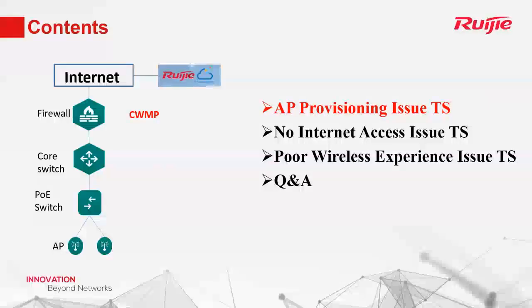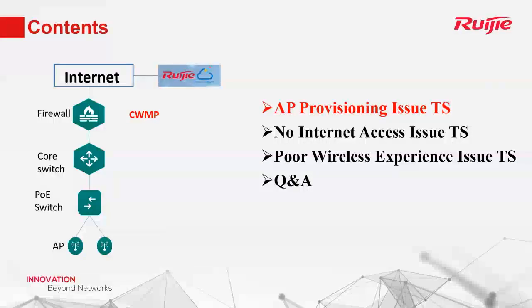Today, I will share 3 common issues with you. Before that, I would like to introduce the common environment of Ruijie Cloud. The top left logic is normally used by this solution. APs connect to a PoE switch, the DHCP server is in the core switch, and through the firewall the devices get internet and IP, and lastly come online in the cloud. Today, I will introduce the troubleshooting based on this environment.